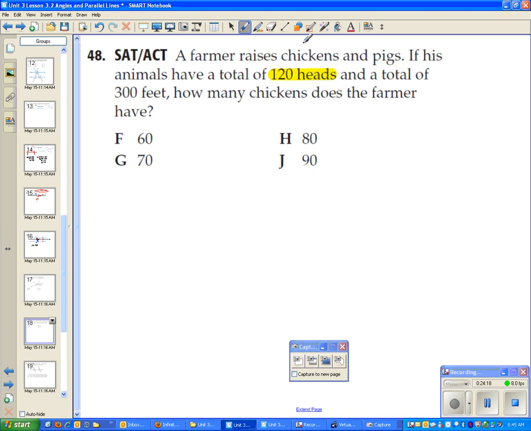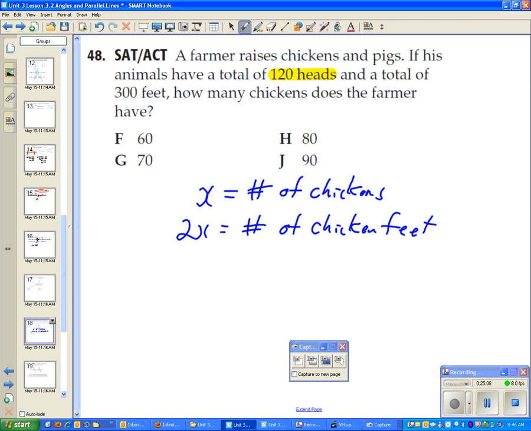Let's see. Yeah, can I do this? Can I say that x equals the number of chickens? And so 2x would be the number of chicken feet. And 4x would be the number of pig feet.